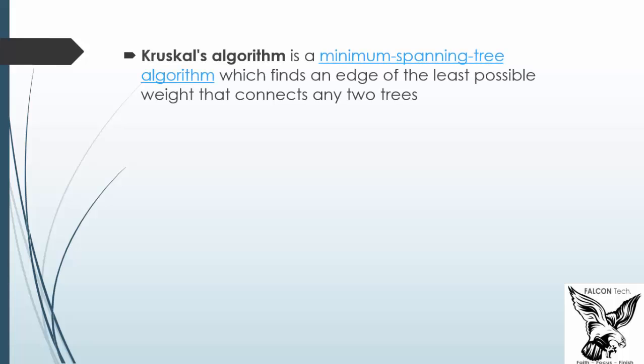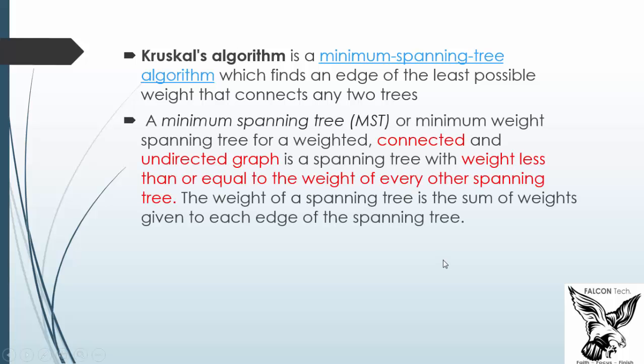Algorithm. So at first we have to know what Kruskal's algorithm is. It is a minimum spanning tree algorithm which finds an edge of the least possible weight that connects any two trees. Now what is a minimum spanning tree?